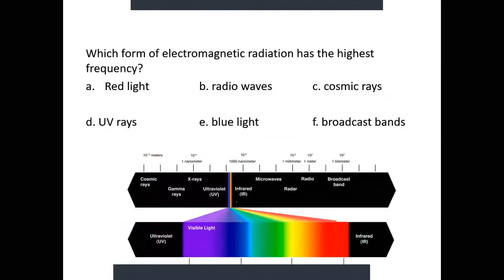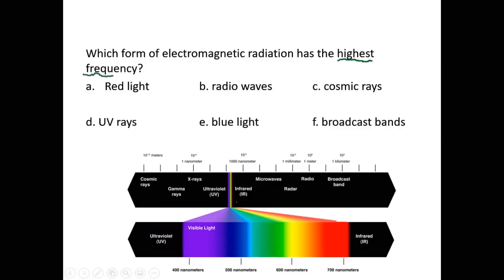So here we want to know which one of the forms of electromagnetic radiation has the highest frequency. So what we're looking for here is the highest frequency. And so highest frequency, high frequency, we have short wavelength. In order to answer this, we need to determine which one of the forms of electromagnetic radiation has the shortest wavelength. So let's go through and see.